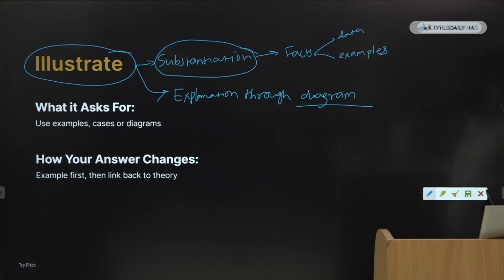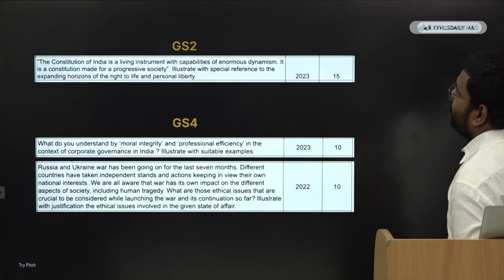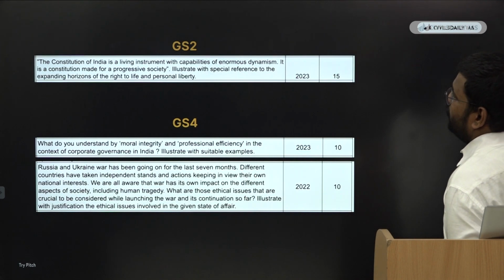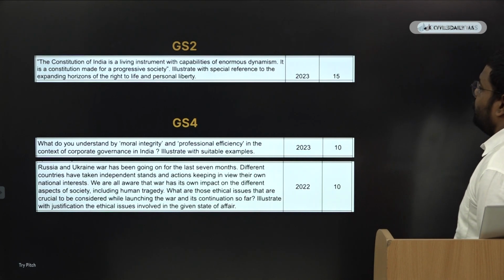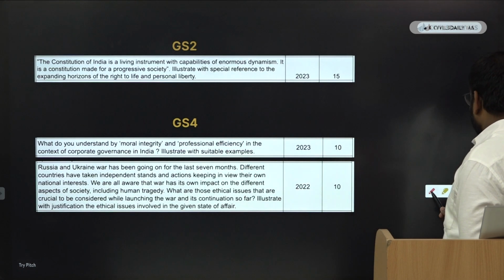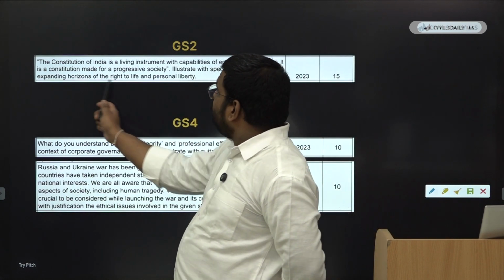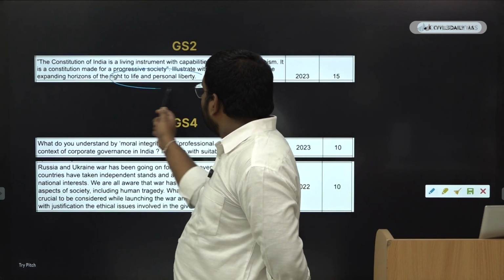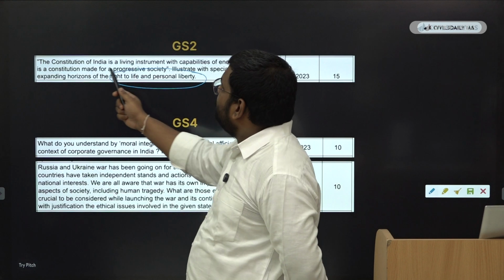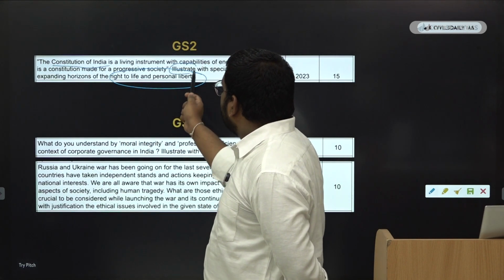If you see the question: the Constitution of India is a living instrument with capabilities of enormous dynamism. It is a constitution made for a progressive society. Illustrate with special reference to expanding horizons of the right to life and personal liberty. That means you have to explain the significance of the constitution and you have to illustrate your point.